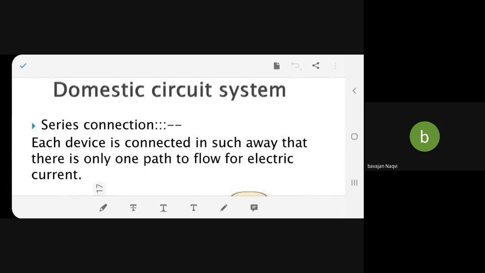Now, domestic circuit system. What is the meaning of domestic? The system that we are using at home. The circuit system which is used at home is called the domestic circuit system. You understand? The first one that we are going to talk about is series. The connection is in series. Okay? Please read.